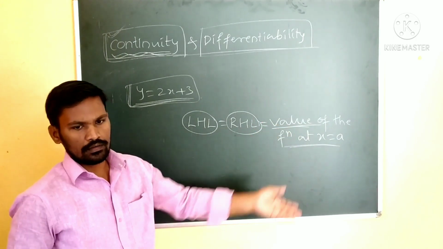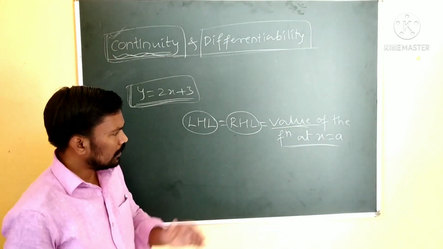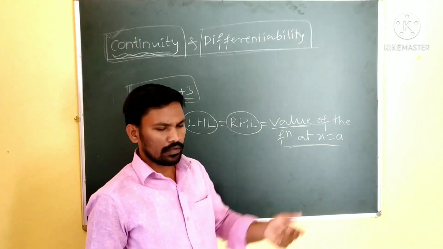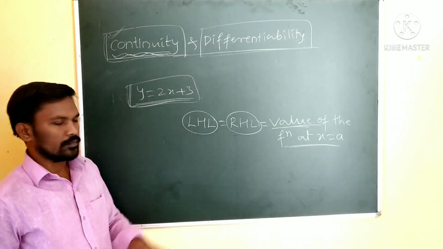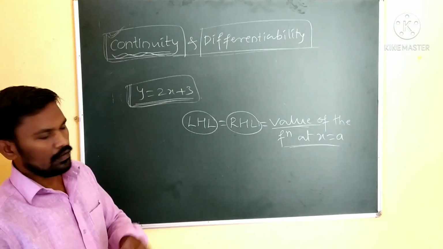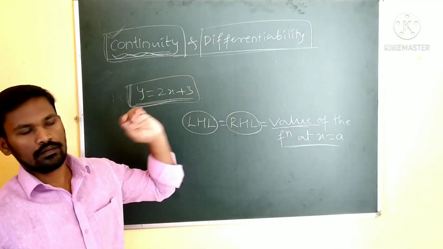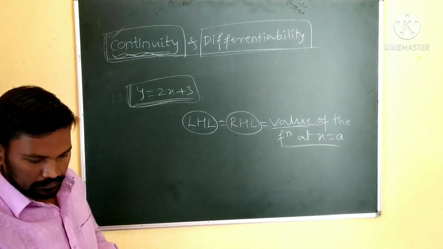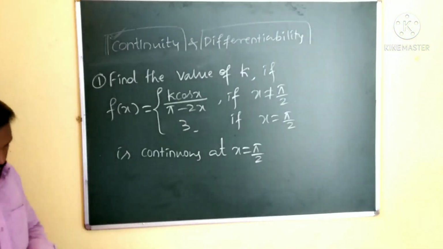You know how to calculate the left hand limit value, right hand limit value and even the value of the function. Let me take one question to clarify these 3 terms, LHL, RHL and the value of the function. How to calculate the left hand limit value, right hand limit value and value of the function. So let me take and look at the question.